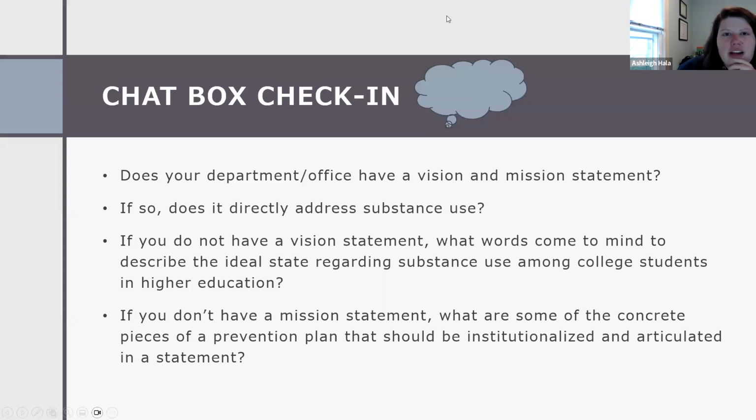So let's see. I don't know if I can see the chat. Maybe I can. I'm good at a lot of things, not great at technology, but we'll see if we can do this. Want to just hear from you a little bit. So your office or department, whoever's doing the substance misuse work, do you have a vision and mission statement? Does it actually name substance use, or is it more general around well-being or health? Let's start there with those two questions. Do folks mind sharing in the chat?